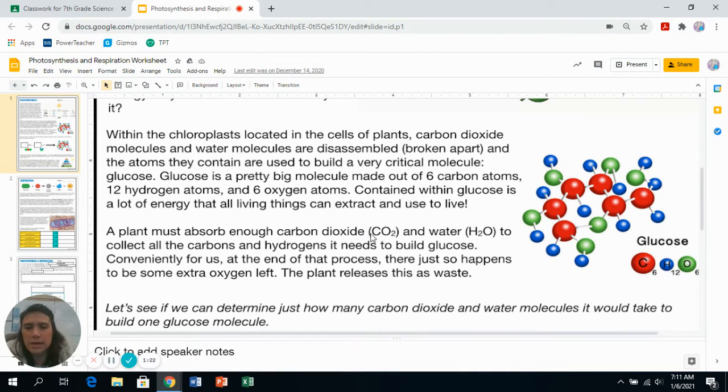Within the chloroplast located in the cells of plants, carbon dioxide molecules and water molecules are disassembled, or broken apart, and the atoms they contain are used to build a very critical molecule, which is glucose, that sugar we were talking about. It's a pretty big molecule made out of 6 carbon atoms, 12 hydrogen atoms, and 6 oxygen atoms. Contained within glucose is a lot of energy that all living things can extract and use to live. So it must need enough carbon dioxide and water.